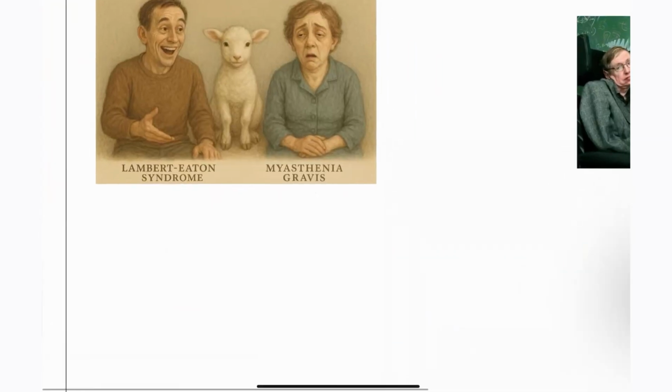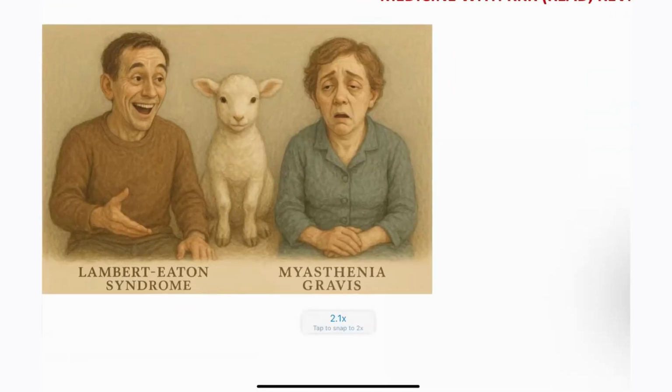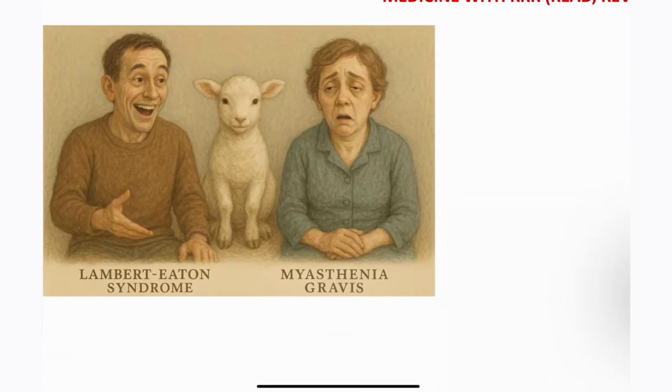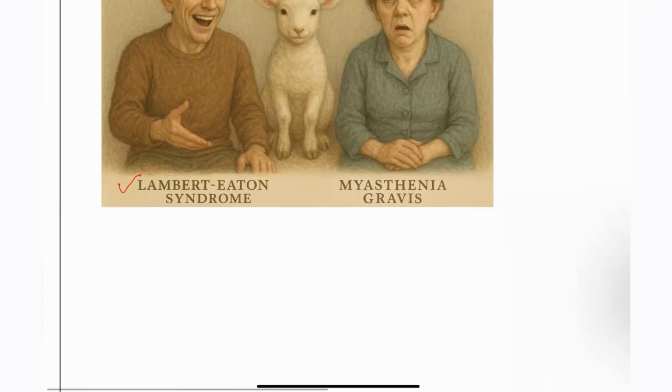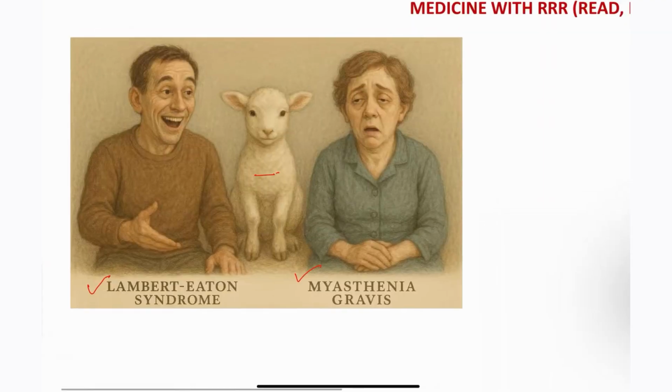Next, from this picture you can clearly understand what this condition is, guys. This is Lambert-Eaton syndrome, and this is myasthenia gravis. You have kept the lamb for them at dinner time, for them to eat. But the patient with myasthenia gravis is very tired and cannot eat, whereas in Lambert-Eaton the patient is very active and wants to eat. So what is the differentiation between these diseases?